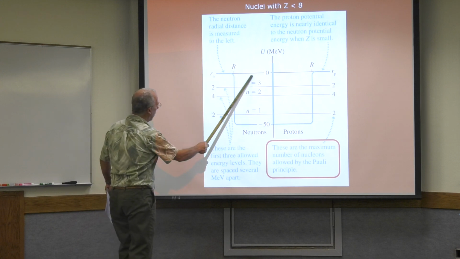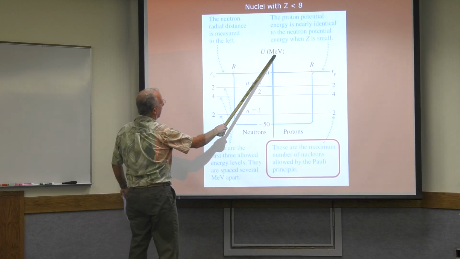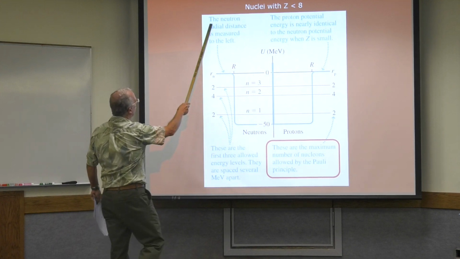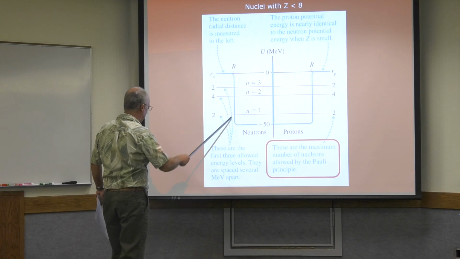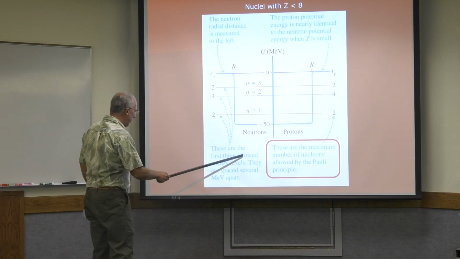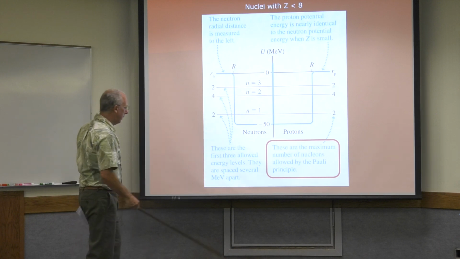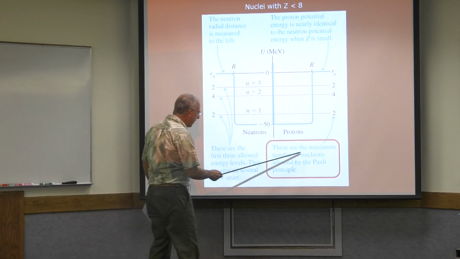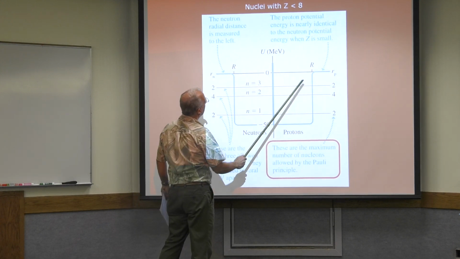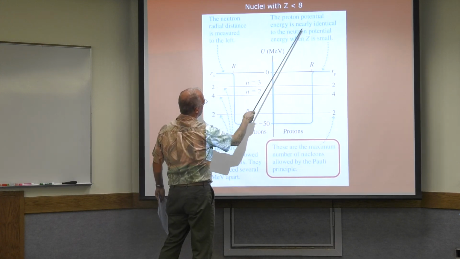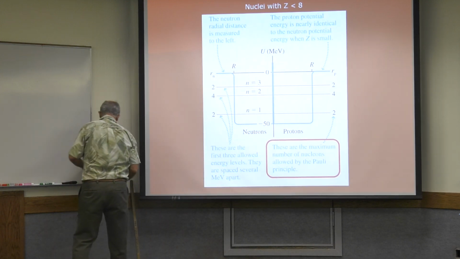Okay, now, let's see. So we have the neutrons here, protons here. This is the potential energy in MeV. The neutron radial distance is measured to the left. I don't really care, right? There's a distance. These are the first three allowed energy levels. They're spaced MeV apart. These are the maximum number of nucleons allowed by the Pauli principle, right? 2, 4, 2. The proton potential energy is nearly identical to the neutron potential energy when Z is small.